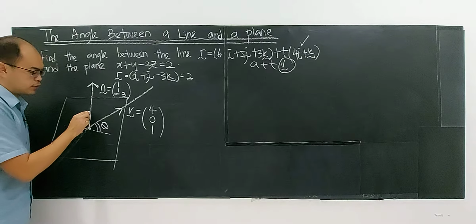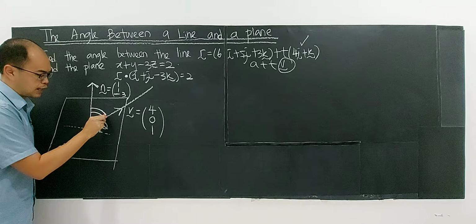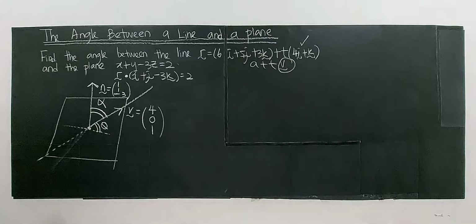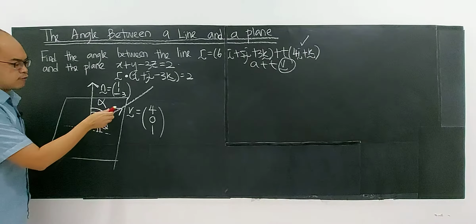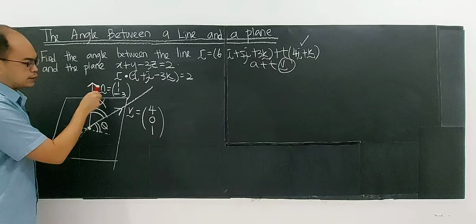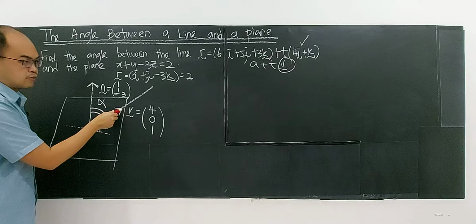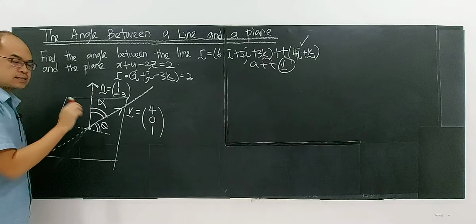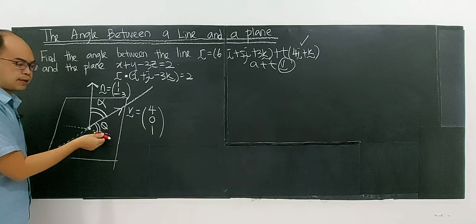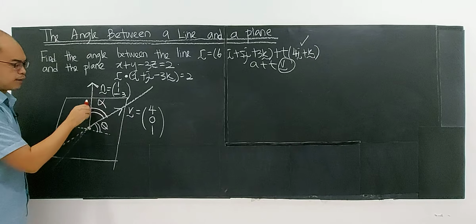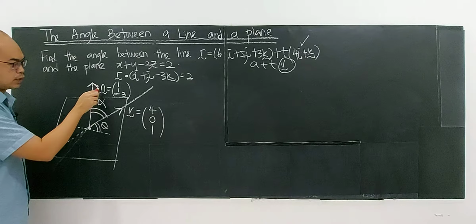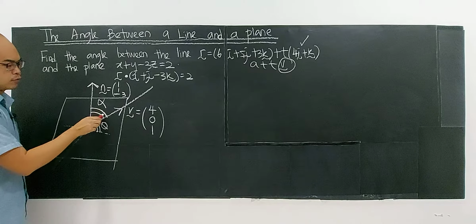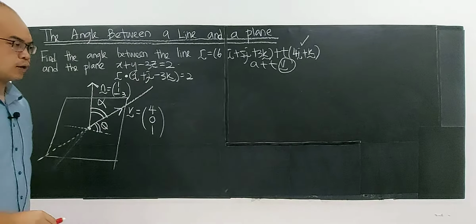But at first we have to find this angle first. I just let this angle be alpha. Because if I find the angle between the normal vector and the direction vector, it is actually giving me the angle between the line and the normal vector. It's not the angle between the line and the plane. So now I have to find alpha first, between the normal and the direction of the line. So how to find alpha?